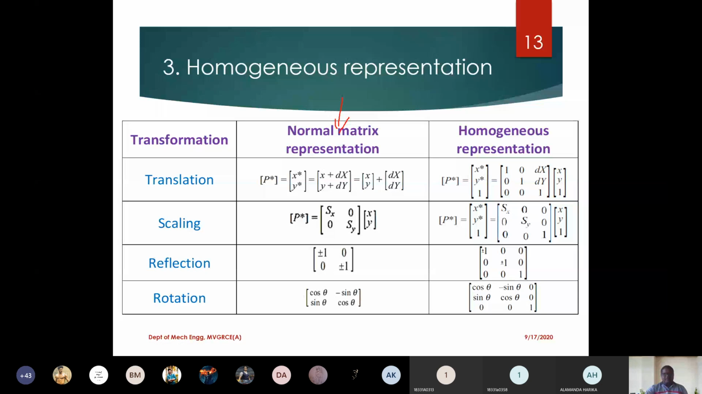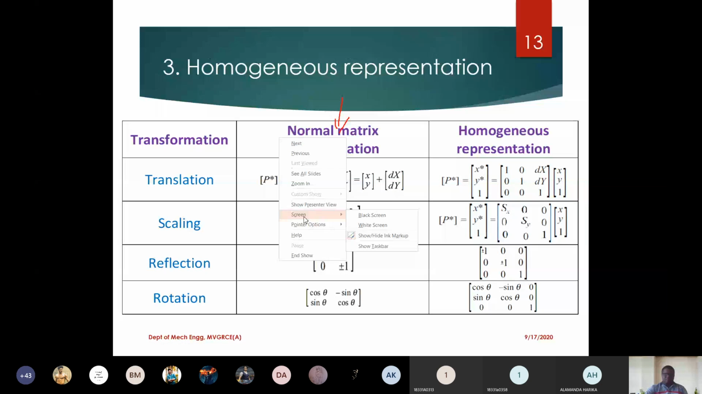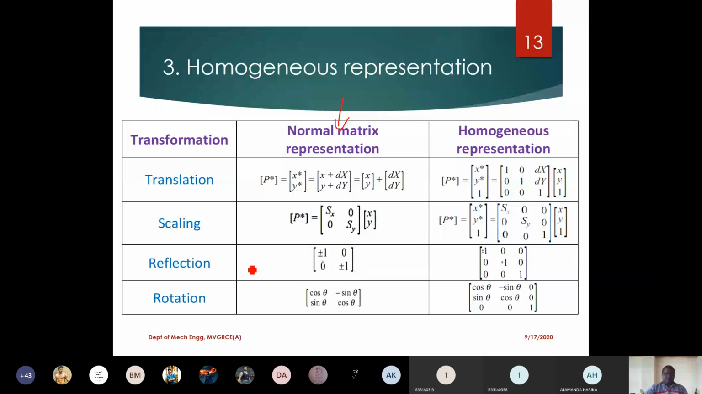And similarly scaling also, sx, sy, xy. And similarly here reflection also. All these things are related to, let me use a pointer, all these things are the same equation, x star or p star. Simply you can write it like p star. P star is equal to plus or minus 1, this is the transformation matrix corresponding to reflection multiplied by old xy. Okay. And similarly this one also, for rotation also.